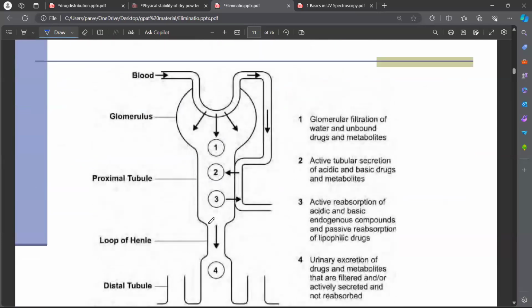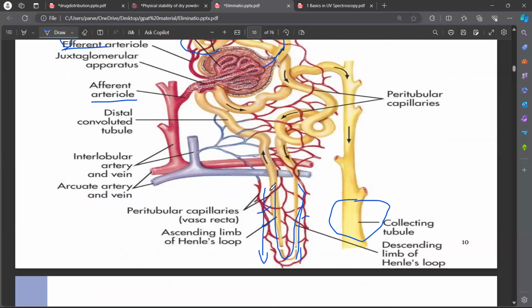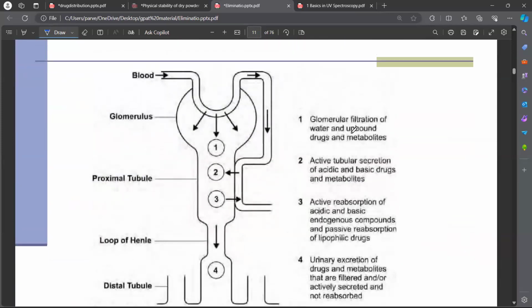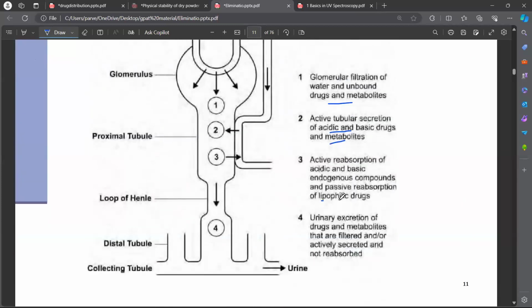So basically, the glomerular filtration. Excretion is defined as the filtration minus reabsorption plus active secretion. Reabsorption is nothing but the movement of the drug from the tubule to the blood, and secretion is nothing but movement of the drug from the blood to the tubule. So GF, glomerular filtration, covers water and unbound drugs and metabolites, then active tubular secretion of the acidic and basic drugs and metabolites, and active tubular reabsorption depending upon their properties. Lipophilic drugs are reabsorbed while the hydrophilic drugs are secreted out.